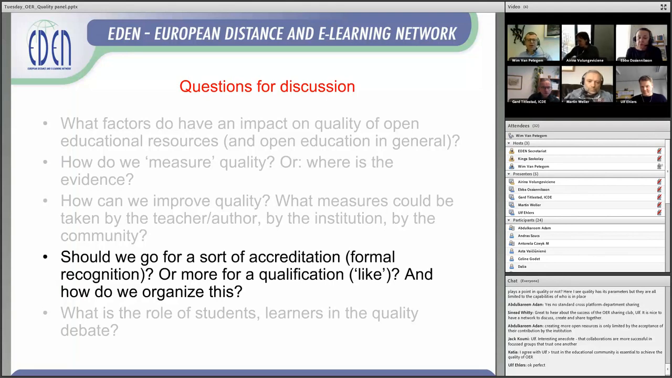Do we need a sort of accreditation, a sort of formal recognition for quality open educational resources, or do we do it in a lighter version, like it has been already introduced by Martin in his previous talk?